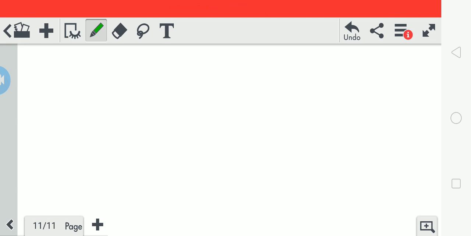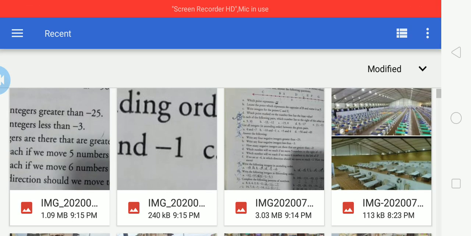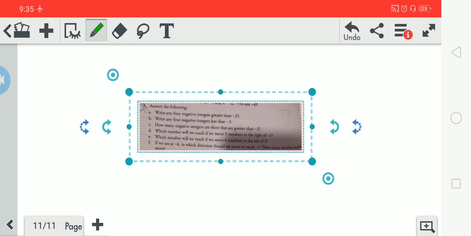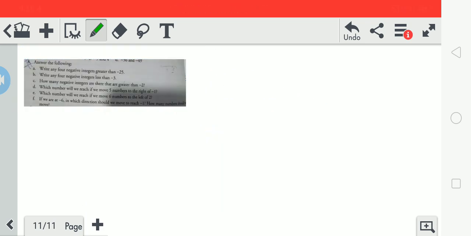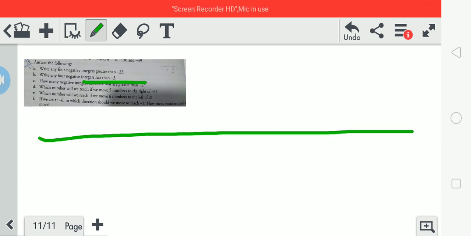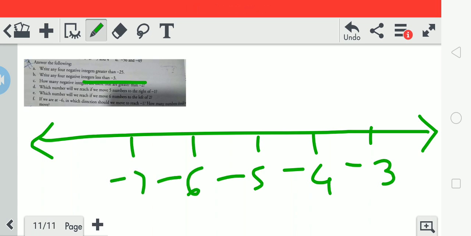You have to write any 4 negative integers less than minus 3. Again, we want the integers that are less than minus 3. Now the numbers less than minus 3 will obviously lie on the left side of minus 3. So I will start from minus 3, minus 4, minus 5, minus 6, minus 7, minus 8 and onwards.